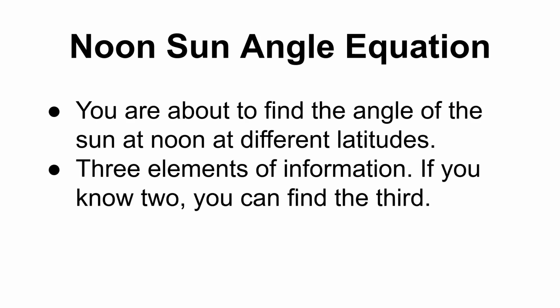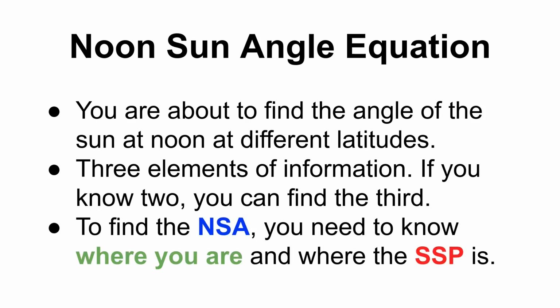So we're going to find the angle of the sun at noon at different latitudes. There are 3 elements of information in this equation. If you know 2, you can find the third. To find the noon sun angle, that's 1, I put it in blue, you need to know where you are, your latitude, in green, and where the subsolar point is, in red. If you know where you are and where the sun is, you know what the angle is. If you know the angle and where you are, you can figure out the subsolar point. If you know the angle and where the sun is, you can find your latitude.